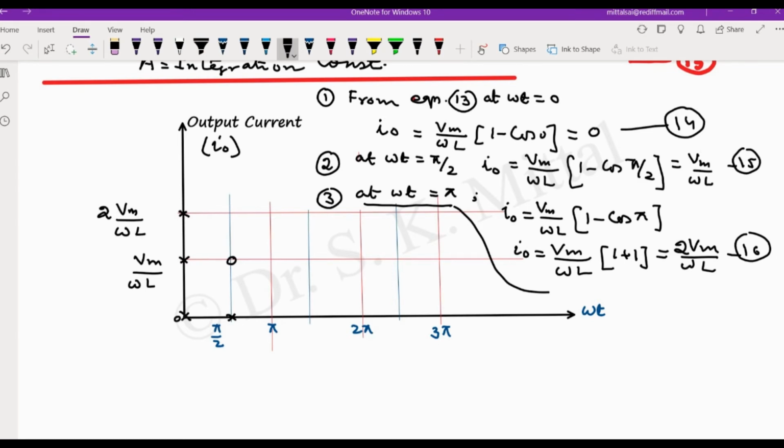Now, at omega t is equal to pi, value is 2 Vm upon omega L.